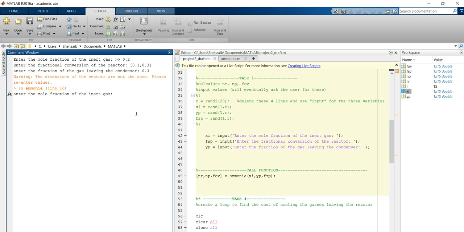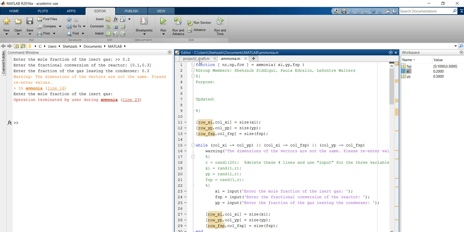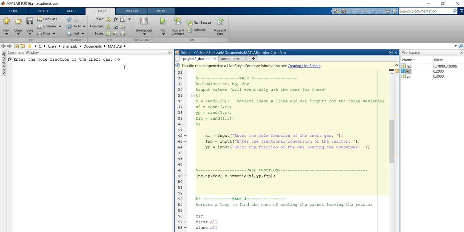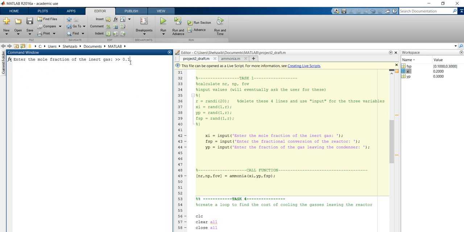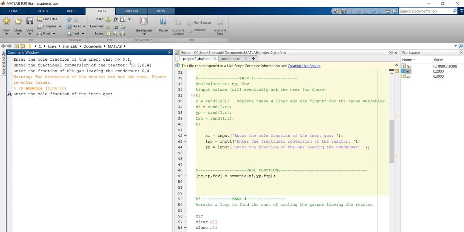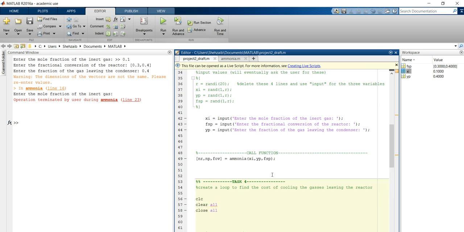Actually, let me stop that. And let's start. And let's say we entered mole fraction 0.1. If the user decides to put a vector in for this quantity, and then put 0.4. Since the number of elements do not match, the code will prompt the user that the dimensions of the vectors are not the same, and the code will ask to re-enter values again. I'm going to stop this now so I can show you the last part of our code.